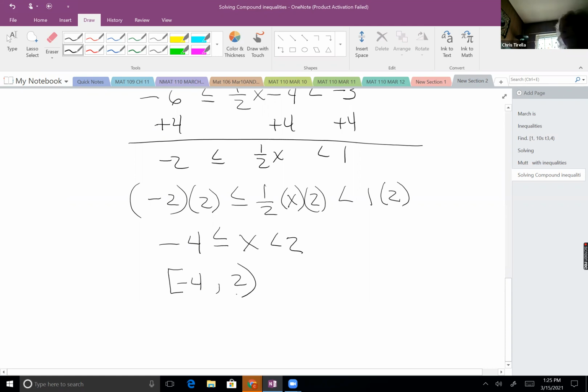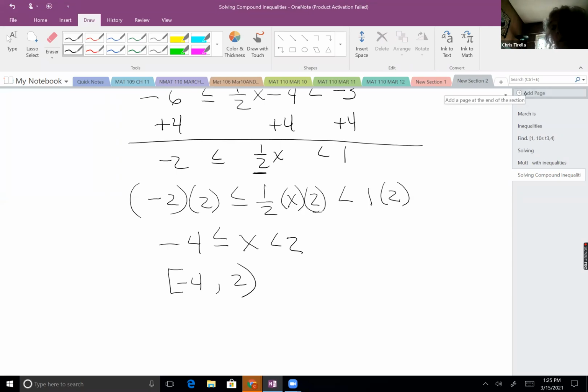How was that one for everybody? Did you remember that if we have a fractional coefficient, it's easier to multiply by the reciprocal than it is to divide by the fraction? And again, because that's a positive 2, our inequalities remain in the same direction. So far, so good? Not hearing any questions then.